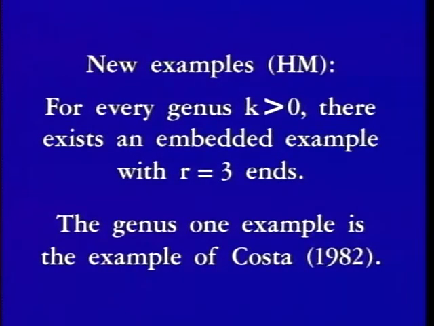Going further with the symmetry, we were able to generalize the construction from tori to hyperelliptic Riemann surfaces and show that for every genus greater than 1, there was an embedded example with three ends. Let's take a look at them. Here is the Costa example.